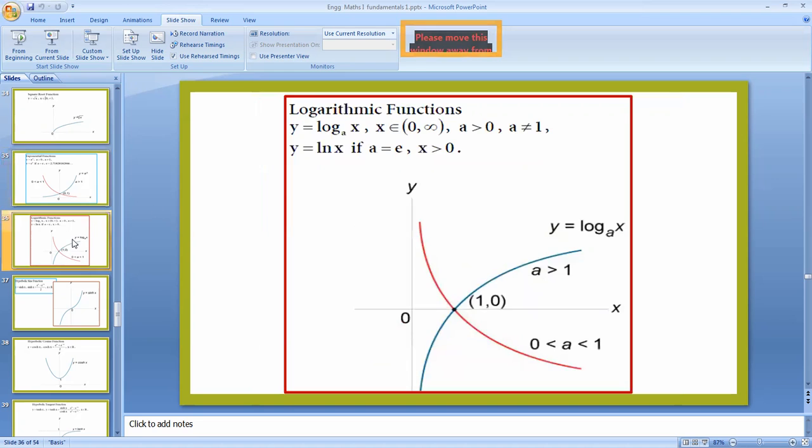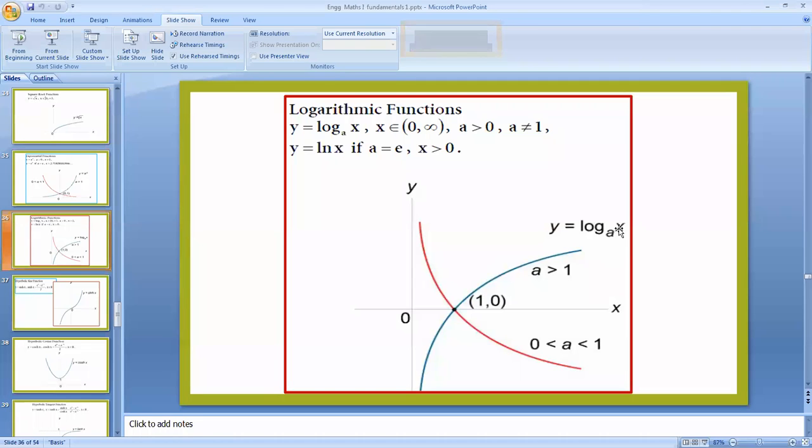Okay. Now you come to the next, that is the logarithmic function. y is equal to log to the base a of x. What about a? a should be greater than 0 and other than 1. And for all x belonging to 0 to infinity. Means x is taking its values from 0 to infinity. All right. So what is the graphical representation for the logarithmic function? So y is equal to log of x to the base a.